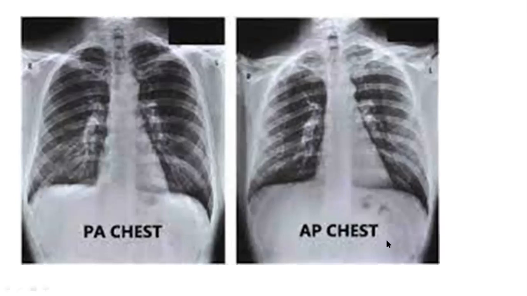In anterior posterior chest X-rays, this is commonly taken in children as they do not cooperate to stand. In this AP chest, the patient usually lies on the X-ray table. The X-ray tube is on the anterior aspect of the patient. The rays pass through the body, and the X-ray plate is on the posterior aspect. So this is called the anterior posterior chest X-ray.